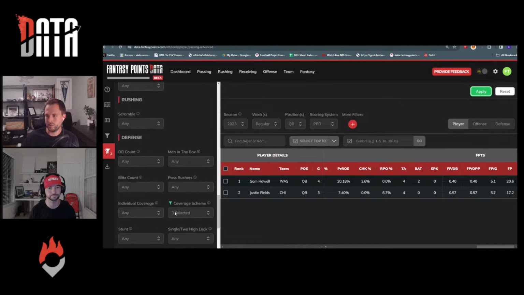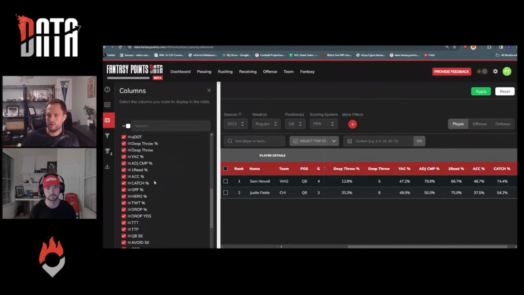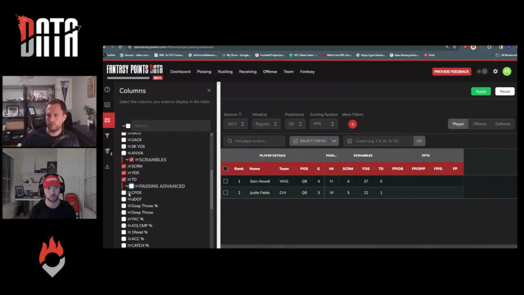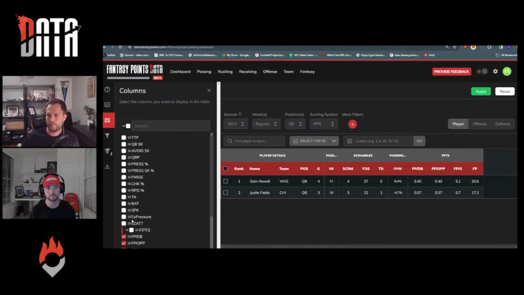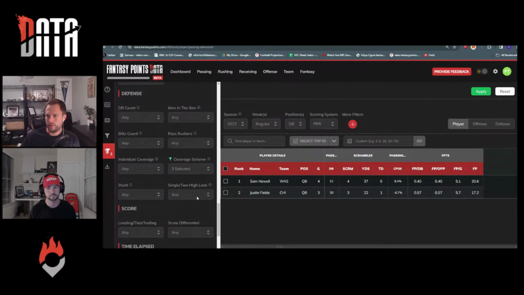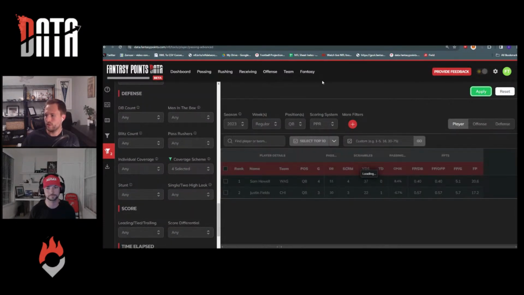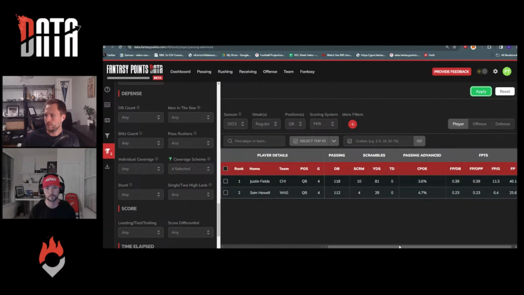Let's get rid of some stuff here. We don't need all this. Scrambles. And the fantasy point stuff, that'll work. And then let's look at zone. Yeah, so both guys are significantly worse against zone in terms of fantasy points per dropback and opportunity.